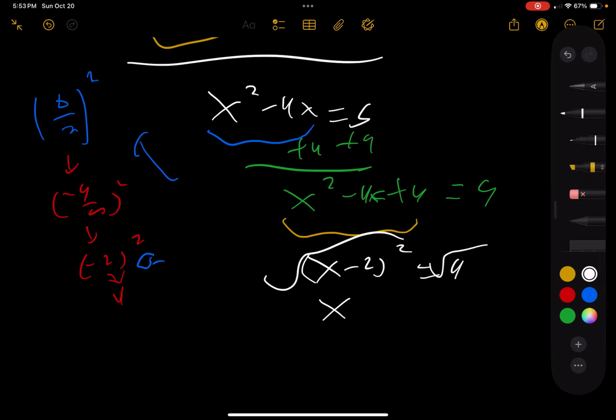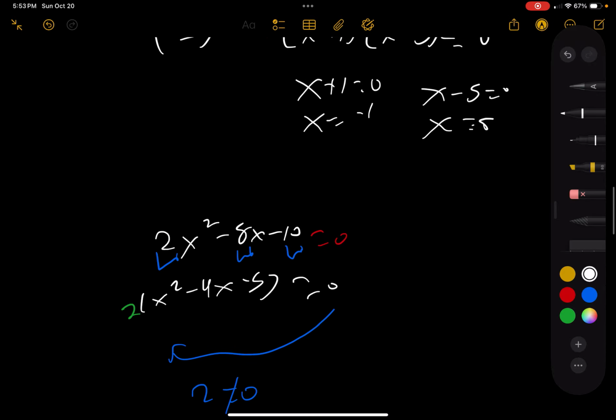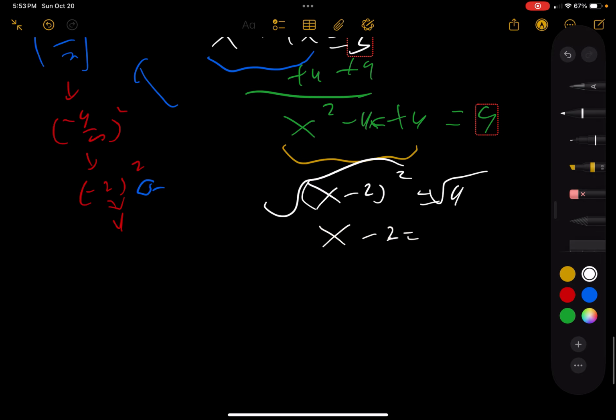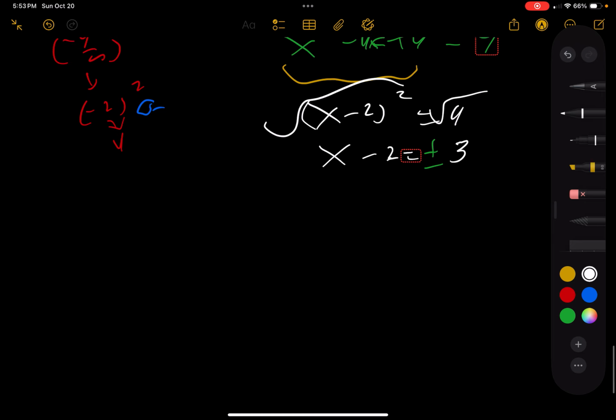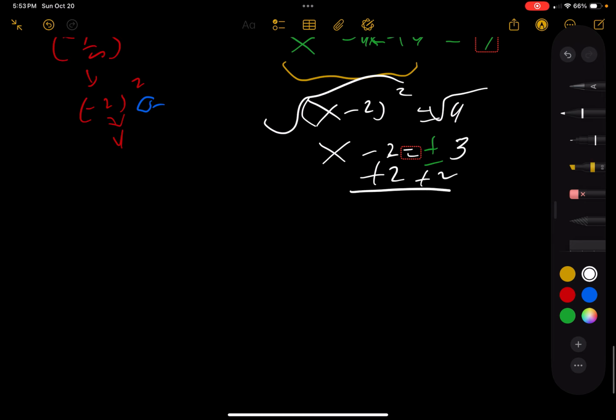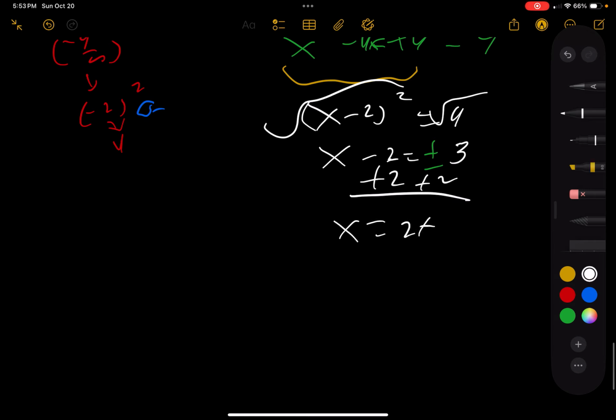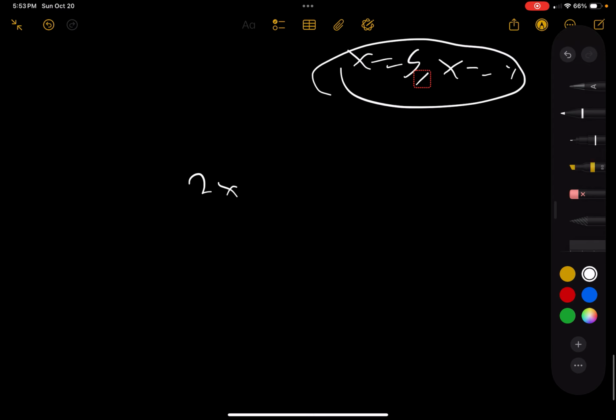Take the square root of both sides. x minus 2 equals plus or minus 3. Whenever you're taking the square root of both sides and solving for a variable, you have to include the plus or minus sign. Now we're just adding 2 to both sides. x equals 2 plus or minus 3. x equals 5, x equals negative 1. Yay.